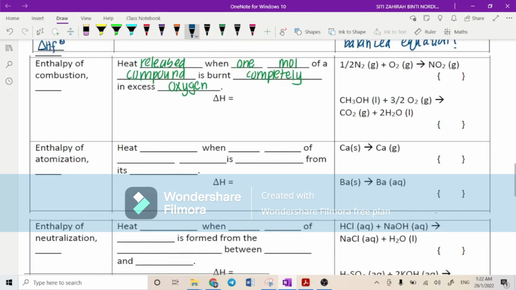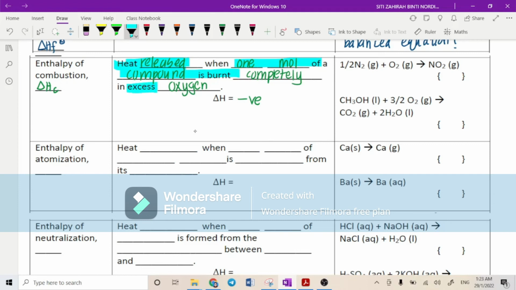For the enthalpy of combustion, the symbol would be delta Hc. But if you want to write it for standard enthalpy of combustion, then you have to write the symbol theta. The definition states that it is a heat release. So for heat release, the delta H should be negative, always negative. So let's pick the correct example. Okay, so 1 mole of compound burned. Okay, and class, I forgot to remind you that you must write the word excess.